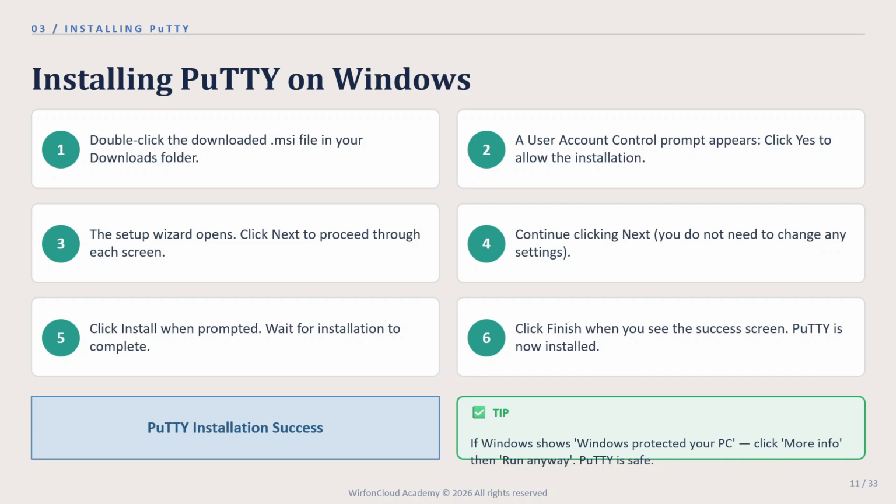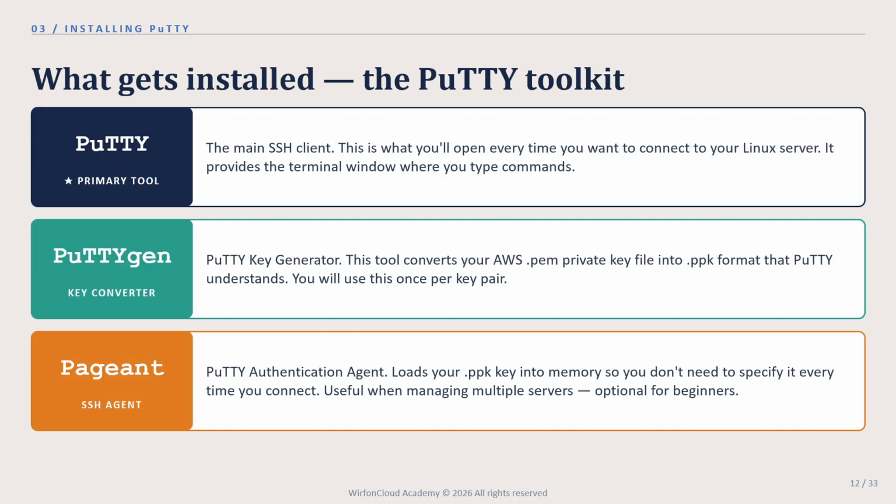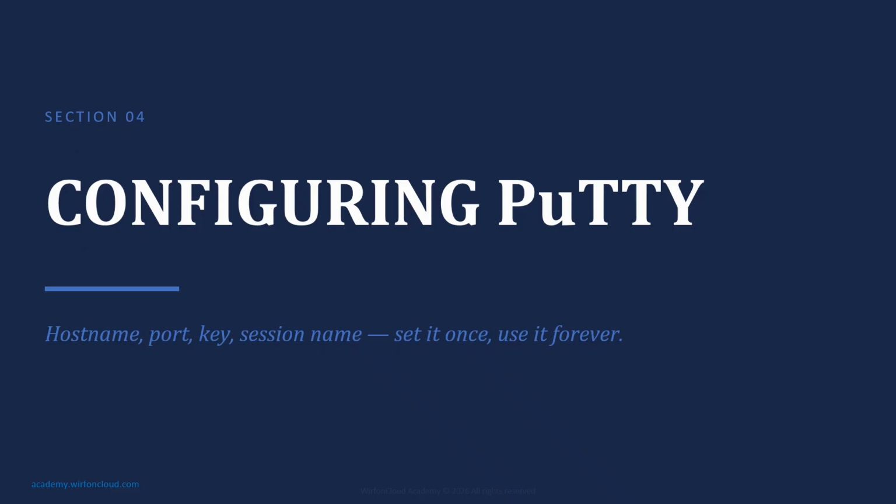So now that PuTTY is successfully installed, let's look at what we get, right? You get PuTTY, which is the main primary tool. That's what we'll be using. You have PuTTYgen, which is a key converter. We'll not be using it in this session. And another one, Pageant, the PuTTY authentication agent, which normally loads your .ppk key in memory, right? So these are the three things you get when you install PuTTY.